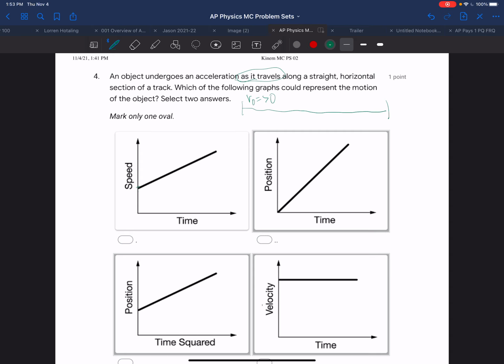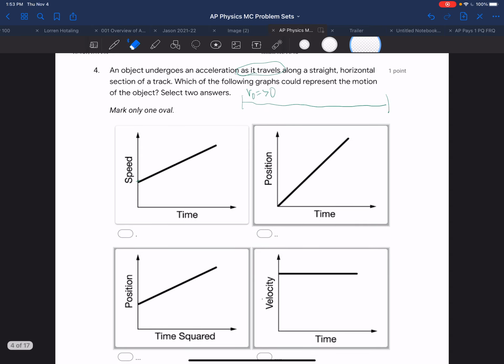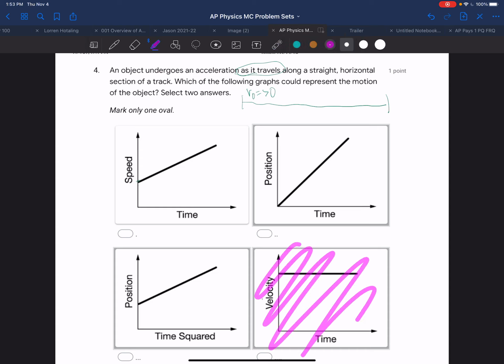And if we look again at the velocity-time graph, the fourth graph we have here, it says that the velocity is not zero and stays constant. And it says it undergoes acceleration. So right away, we now know that it can't possibly be this one, because this one would show constant velocity, the one that we just colored. All right, so this first graph shows that the speed is increasing.